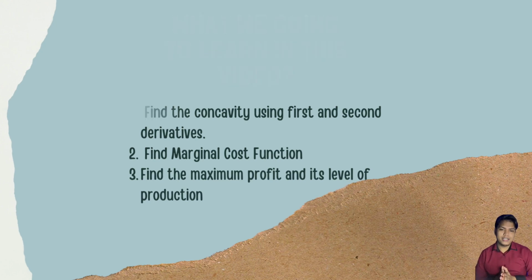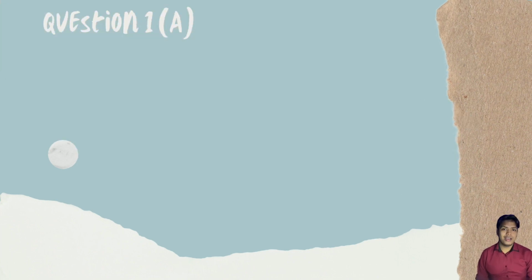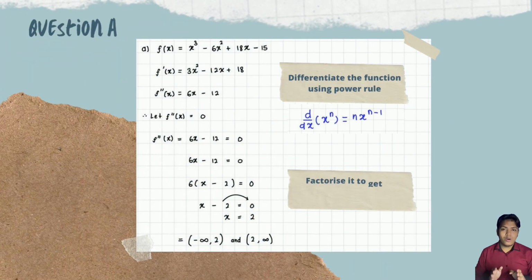So for question 1a, determine where the function f(x) equal to x cubed minus 6x squared plus 18x minus 15 is concave upward and where it is concave downward, 6 marks. So yeah, here's the answer. Already given the function f(x) equal to x cubed minus 6x squared plus 18x minus 15, the first step, we must differentiate the function using power rule to get the first derivative of the function. So we will get 3x squared minus 12x plus 18.